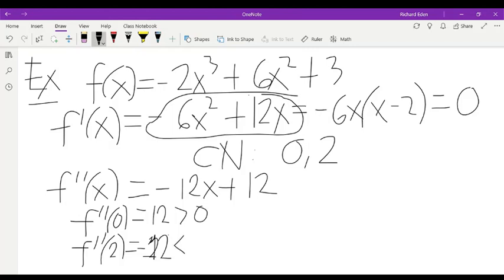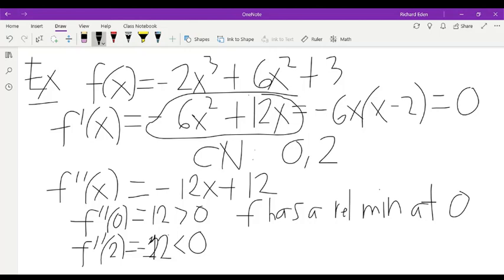Positive and negative. F double prime at 0 is positive. Think of a graph which is concave up. Think of an upright U. It has a low point. Therefore, f has a relative minimum at 0. Now, f double prime of 2 is negative 12, negative, concave down. Imagine a U which opens downward. It has a high point. So therefore, f has a relative maximum at the number 2.